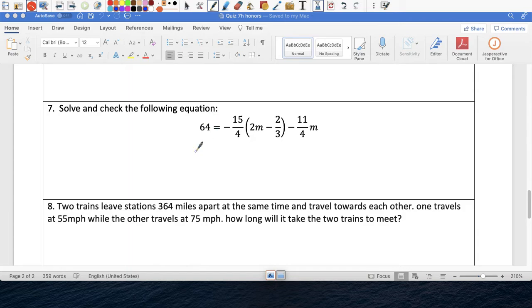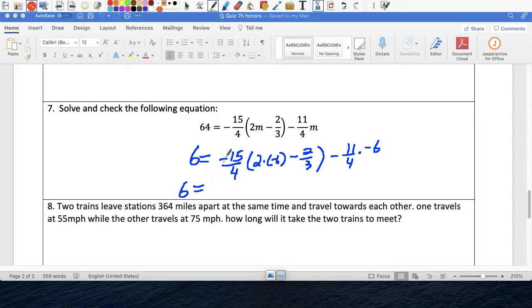I'm going to go back to my original equation and check. So I'm going to replace m, and I'll multiply that by negative 6 minus 2/3 minus 11 over 4 times negative 6. So hopefully this will work out. Nothing to do on the left side. Over here, let's work inside the parentheses first. So negative 15 over 4. 2 times negative 6 is negative 12, and then minus 2/3. It just gives me, let's see, negative 12 and 2/3.